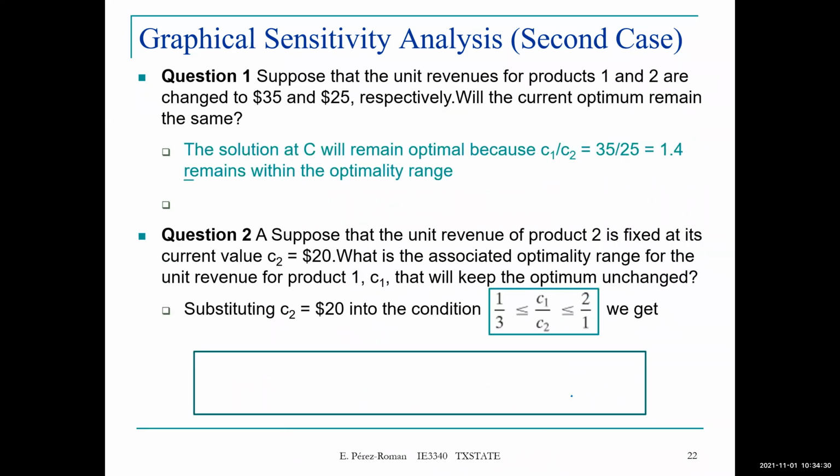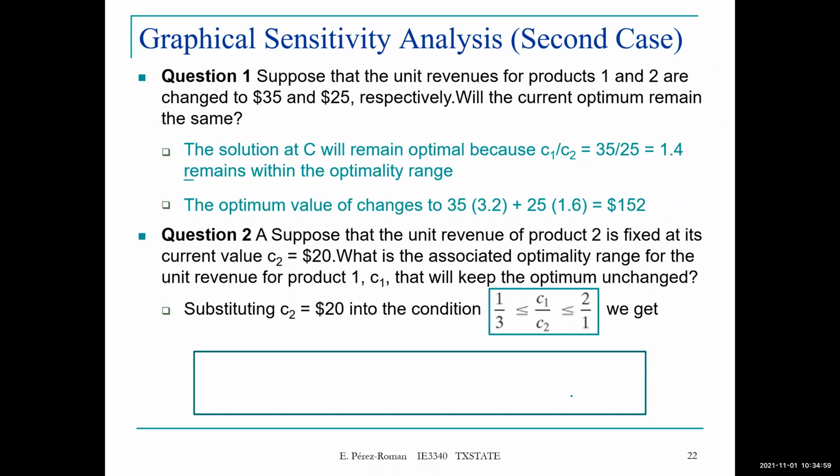So that's what we're saying, the solution at C will remain optimal. Okay, so we know that if we increase the values for the profit to 35 and 25, we still keep the same original optimal solution, but the profit is going to be increased because we are increasing the profit numbers.